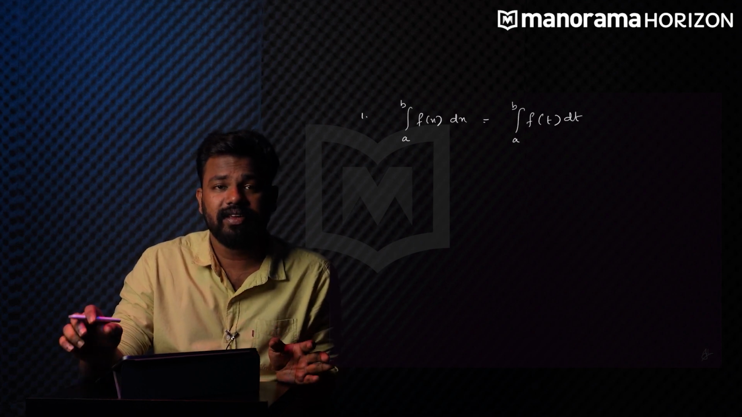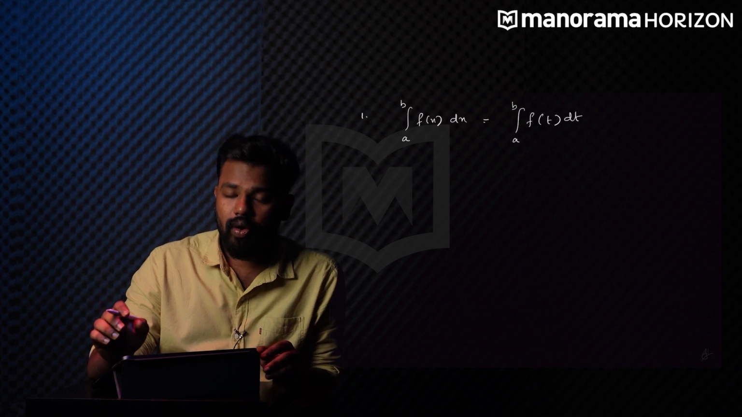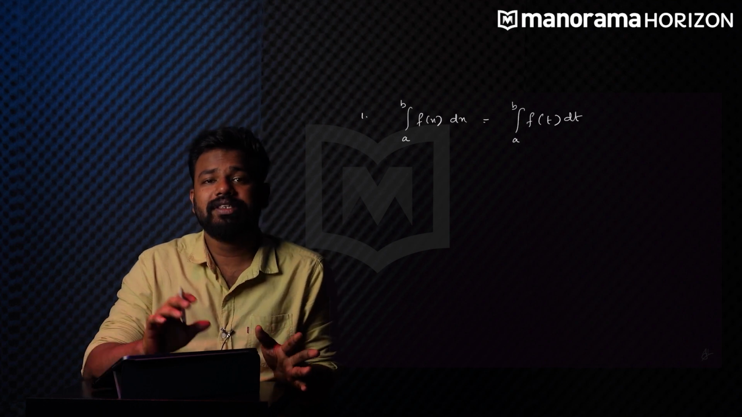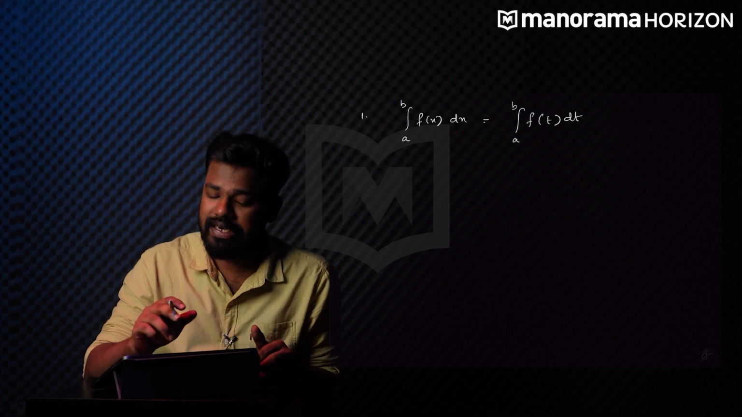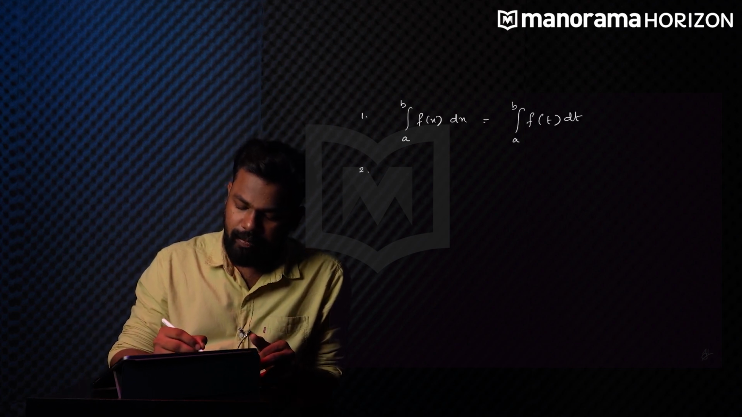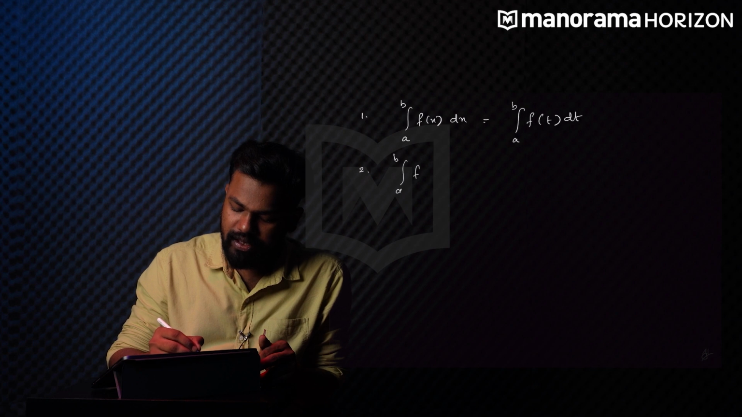The answer will be the same, exact same answer you will be getting. So I'm not changing the limit here, I'm only changing the variable, which is x, which now changed to what? T. That is the first property. Second property is integral a to b f of x dx.